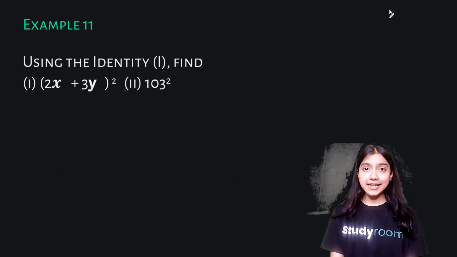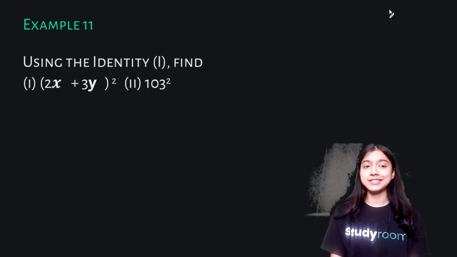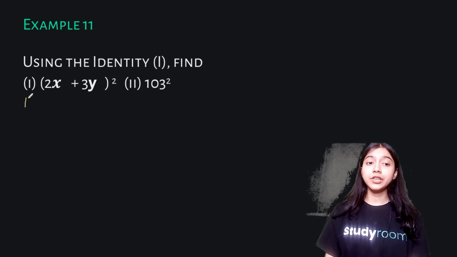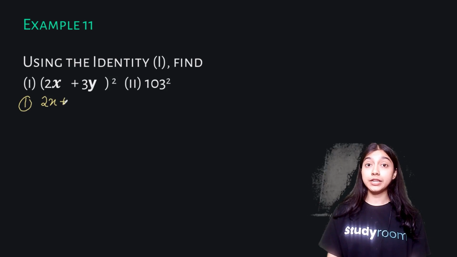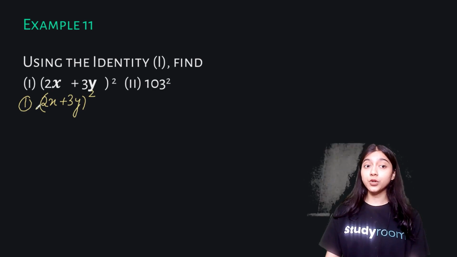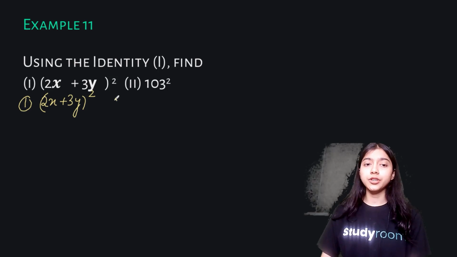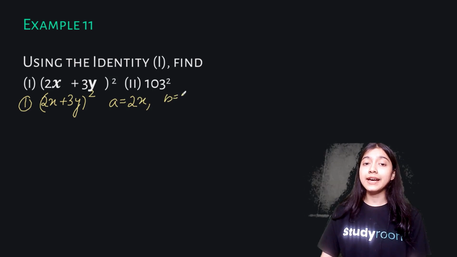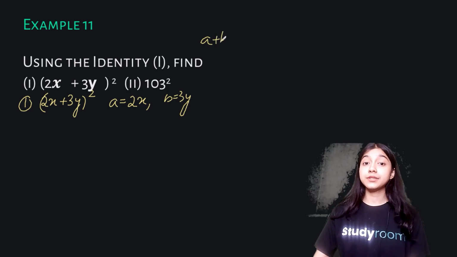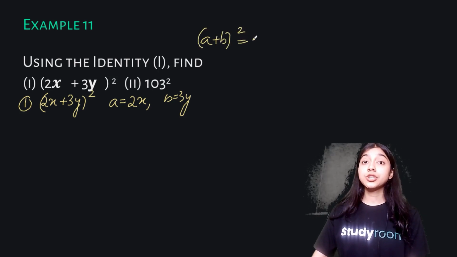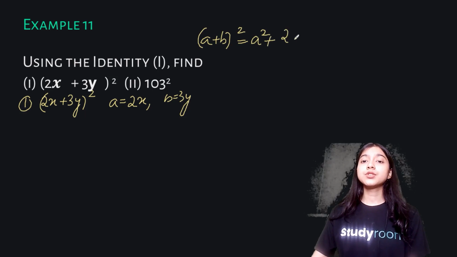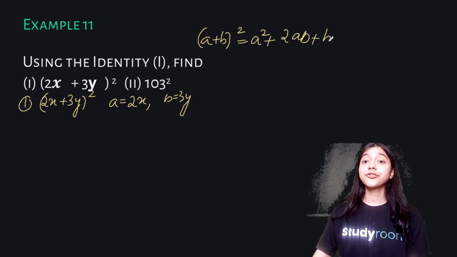Now that we have learned the identity, let us solve few questions based on identities. So the very first question that I have over here is 2x plus of 3y whole square. So the identity that we'll be using over here is a plus b whole square. In order to avoid confusion, let me write it over here. Just consider a as 2x and just consider b as 3y. And the identity that we'll be using is a plus b whole square, which gives us a square plus 2 times of ab plus of b square.